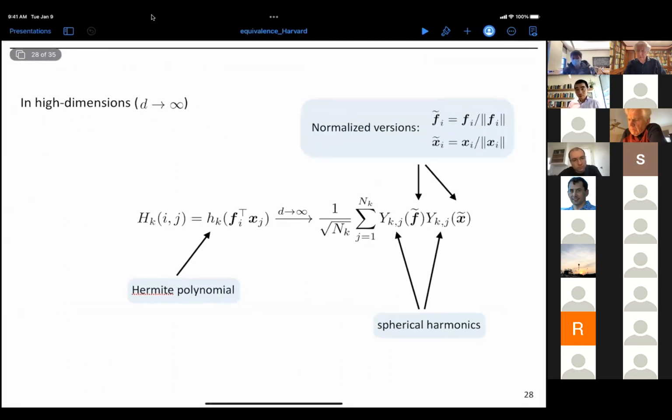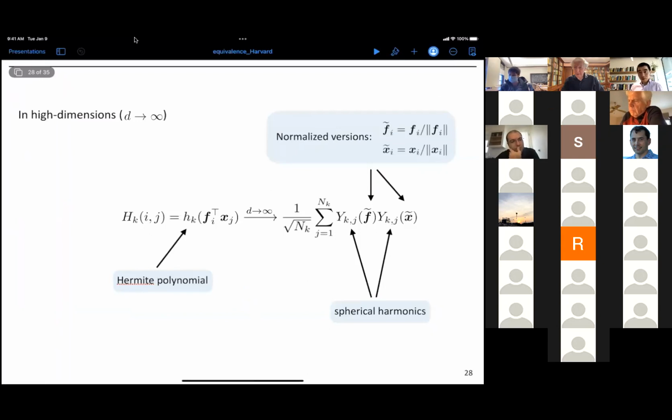So the key formula is just this formula. You apply a nonlinear function. In particular, any nonlinear function can be written as a linear combination of Hermite polynomials. So let's look at one Hermite polynomial applied to the inner product. The two vectors in the inner product are normalized, so they live on a sphere, or asymptotically live on a sphere. Then you have this expansion formula, which goes to the spherical harmonics. This is a lifting because the number of spherical harmonics can be much higher than D.